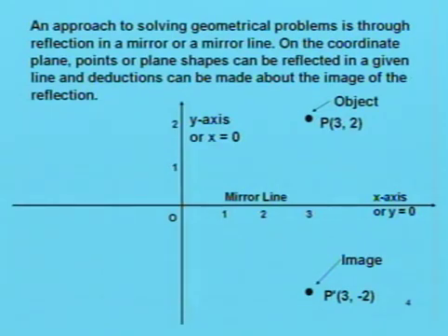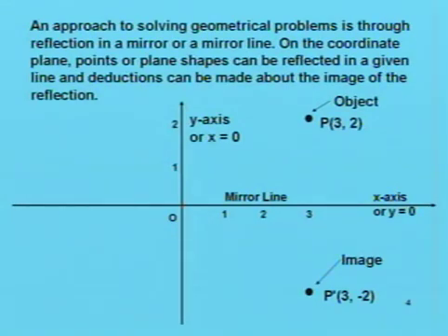and we select the point P 3, 2. 3, 2 is called the object, that's P. If P is reflected on the x-axis, the image will fall below the x-axis as seen as P dash, and that P dash is the image of P, and the coordinates of that image is 3, negative 2, or 3, minus 2.